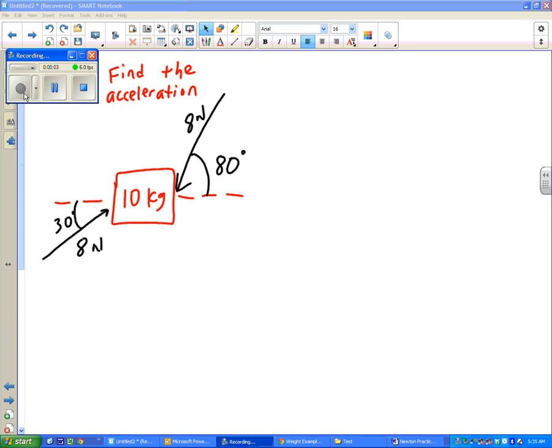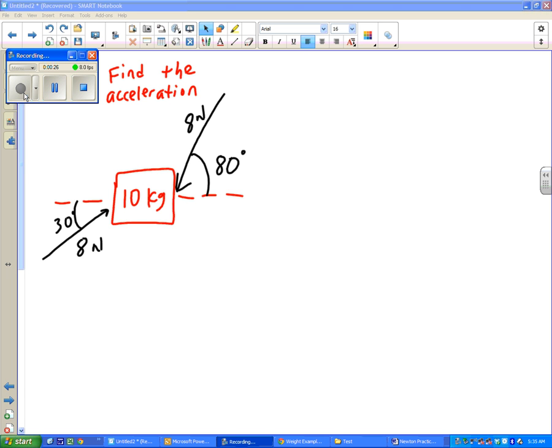Welcome. In this problem, we are going to solve an honors physics problem regarding Newton's second law of motion. And you can see from this problem, we have a 10 kilogram box, and we're acting on it from two directions. On the left, we have an 8 Newton force with a 30-degree angle from the horizontal, and on the right, we have an 8 Newton force that's 80 degrees from the horizontal.